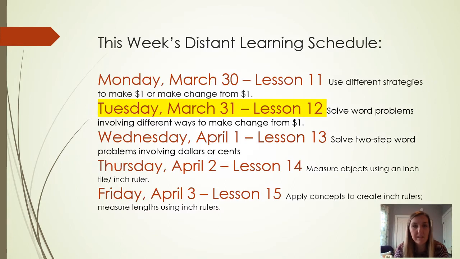Here is this week's distant learning schedule. Yesterday was Monday, March 30th. You should have completed lesson 11. The objective was to use different strategies to make $1 or make change from $1. Today is Tuesday, March 31st, and we are working on lesson 12, solving word problems involving different ways to make change from $1. Tomorrow, on Wednesday, you should work on lesson 13. You can read the objective there, solving two-step word problems.